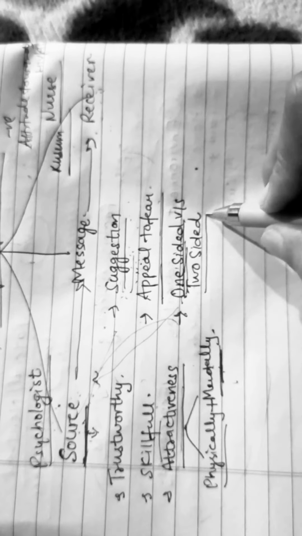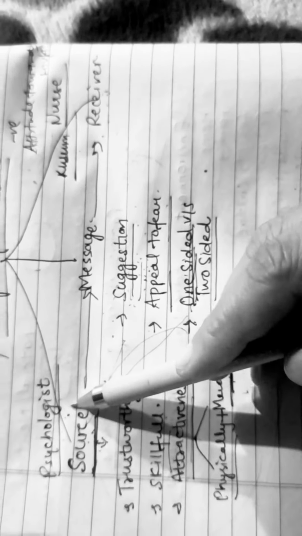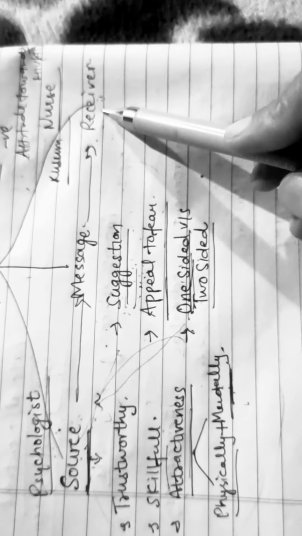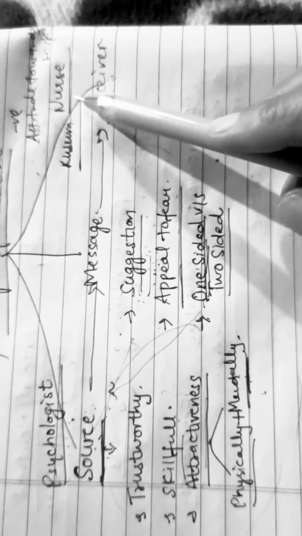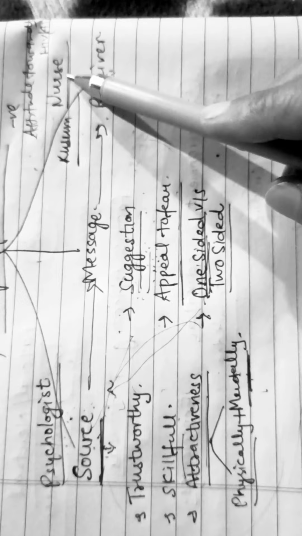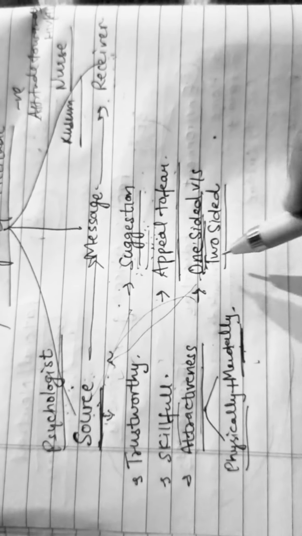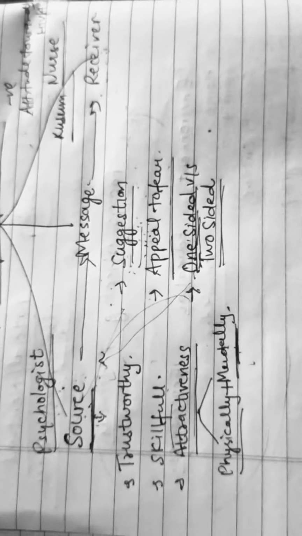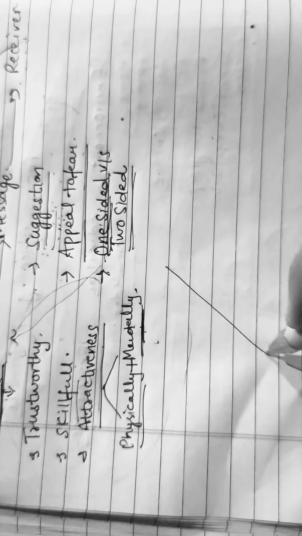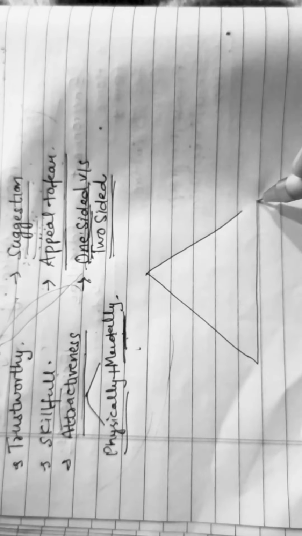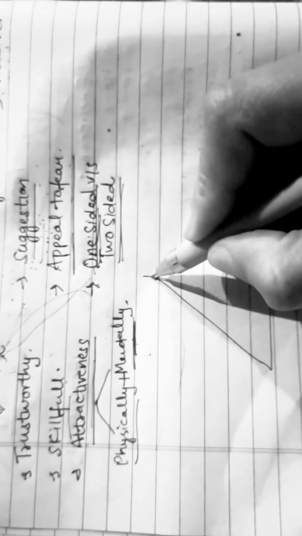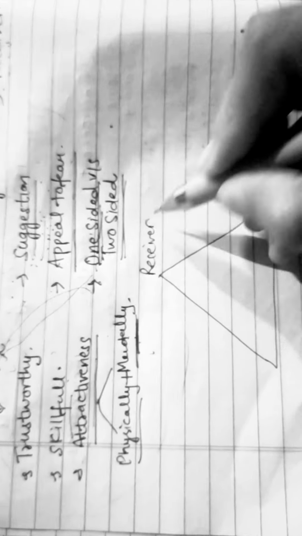The two-sided approach we use when, during the session, the source person finds out that my receiver has a strongly negative attitude for that particular thing. In that case I am going to use the two-sided approach. Now how does this two-sided approach work? Let's say here is the receiver, and here is the psychologist, that means your source person, and here are family and friends.